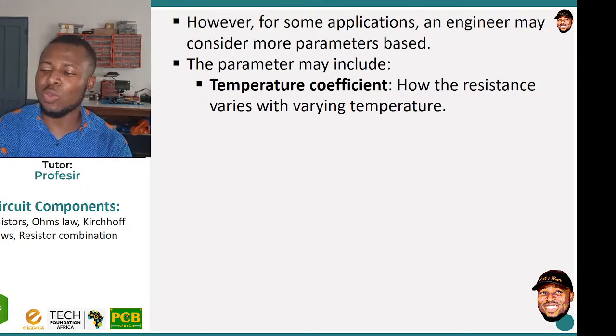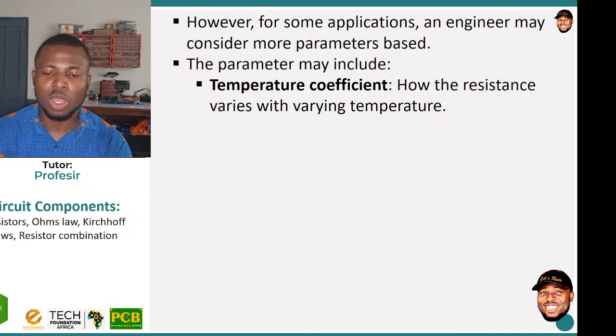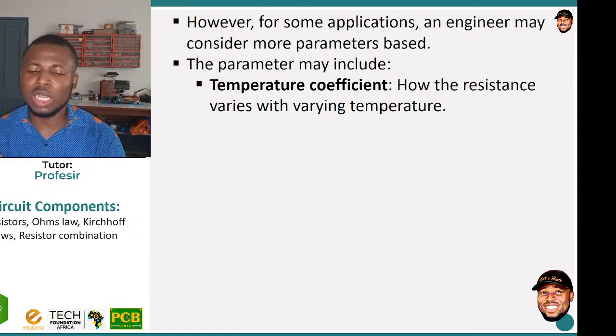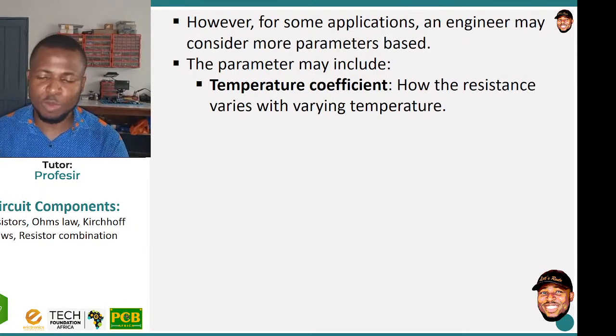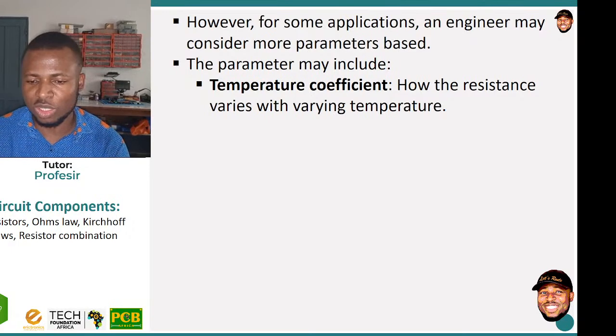So this is also one of the reasons why we have different materials being used for resistors. We just saw that some resistors are wire wound, carbon film, metal film, and all that. All these materials have different properties that make them ideal for certain situations, okay?